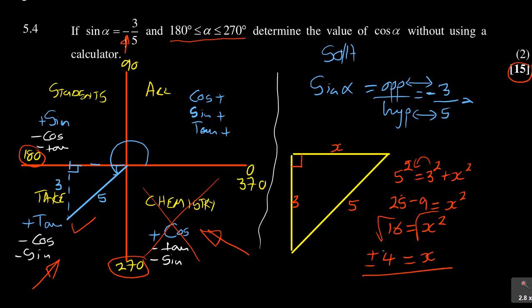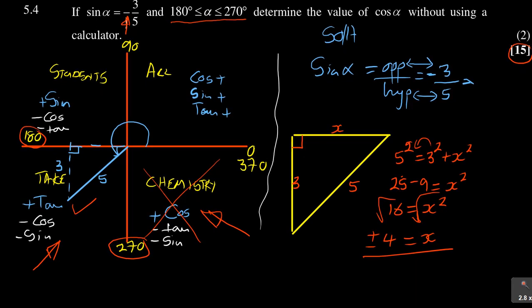Now what are you going to take? Remember, when you take a square root, you choose positive or negative. You can see the angle is on the left-hand side, which is the negative one. Therefore x is equal to negative 4. So you have a negative 4 here, not a positive 4.